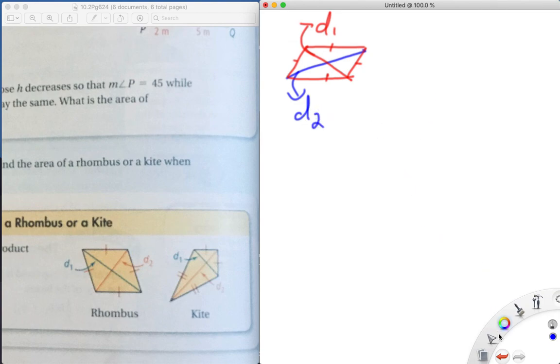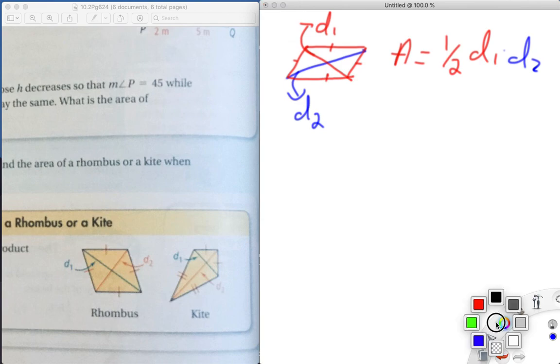And the equation for the area of a rhombus is equal to 1/2 diagonal 1 times diagonal 2. That is a rhombus. It is also the same exact equation for the area of a kite.